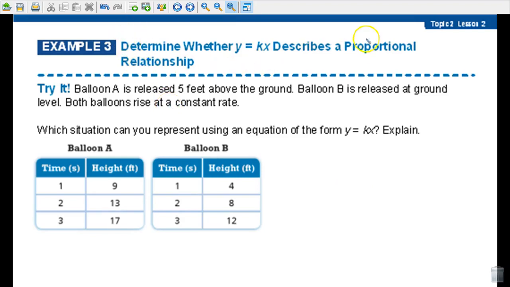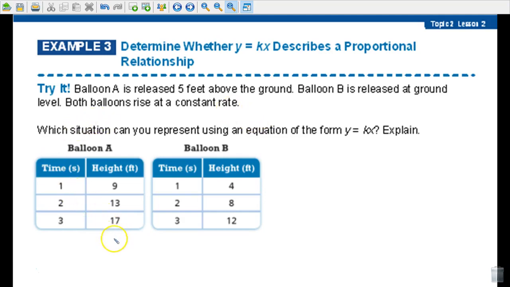Try it. Balloon A is released 5 feet above the ground. Balloon B is released at ground level. Both balloons rise at a constant rate. Which situation can you represent using an equation of the form y equals kx? Explain.